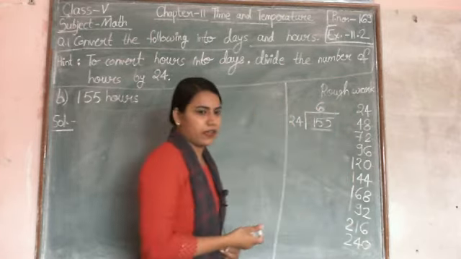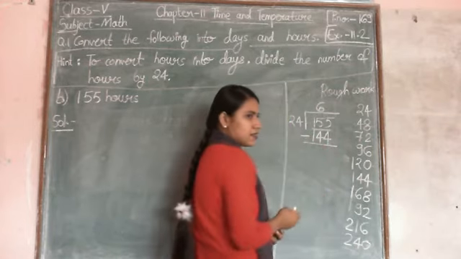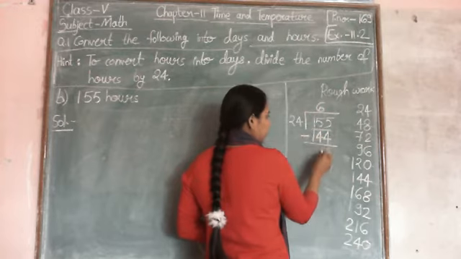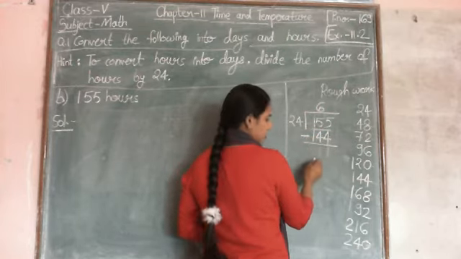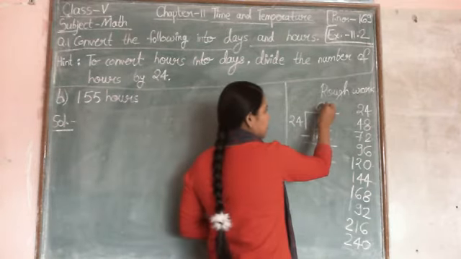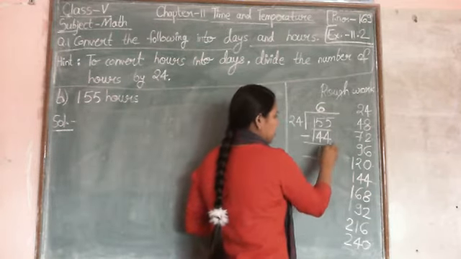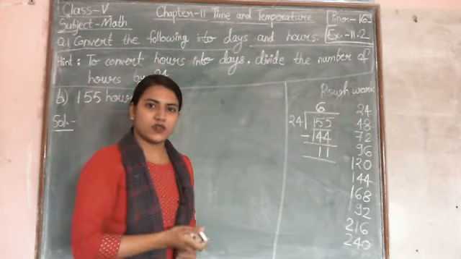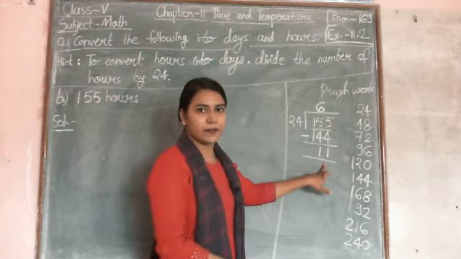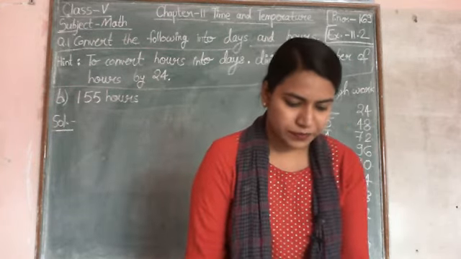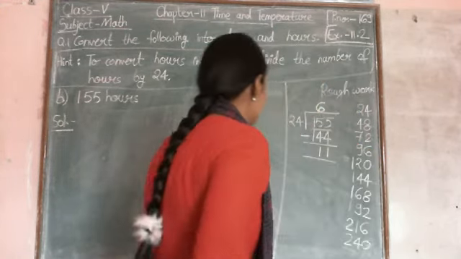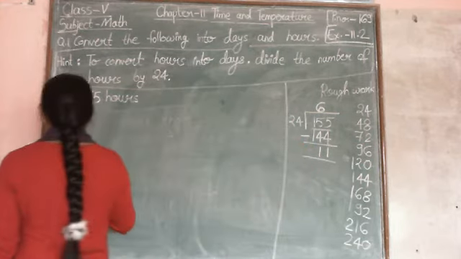Now subtract both the numbers. Put a minus sign here. 5 minus 4 is 1 and 1 minus 1 is 0. So after division we get 6 in the quotient and 11 in the remainder. As you know, the quotient will be days and the remainder will be hours. So 6 days 11 hours will be our answer.